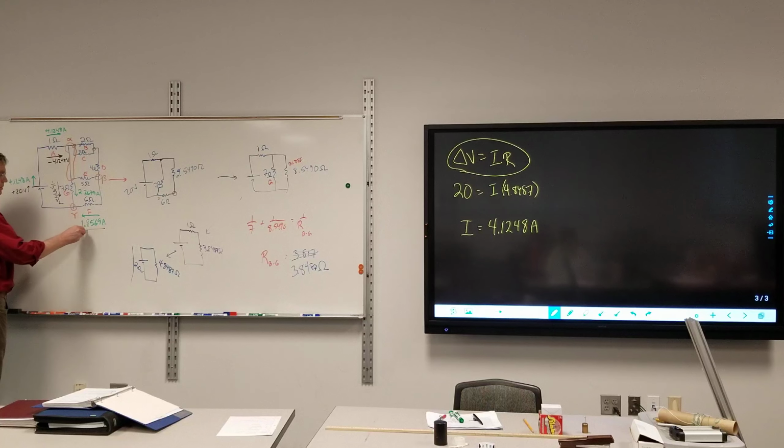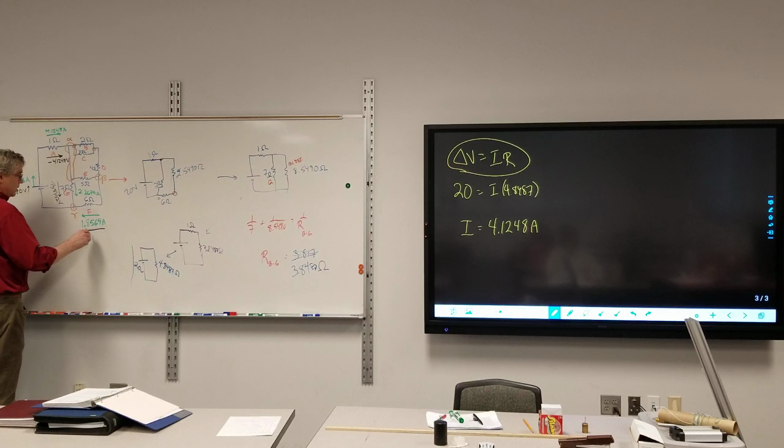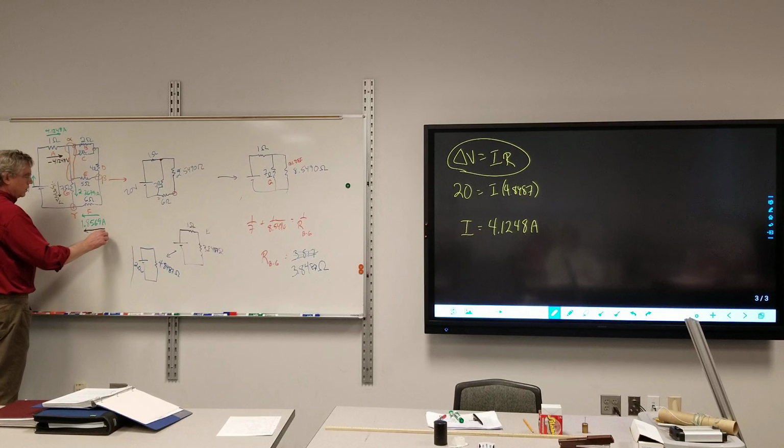So as I'm going across this, would someone be kind enough to actually calculate it? 11.1414 volts.